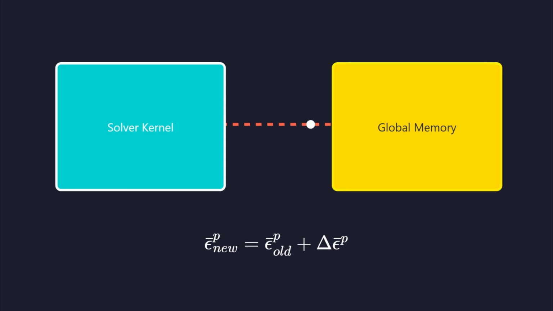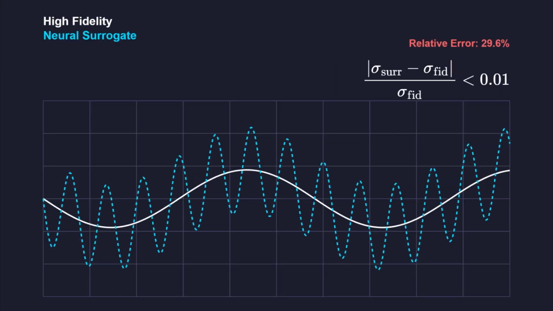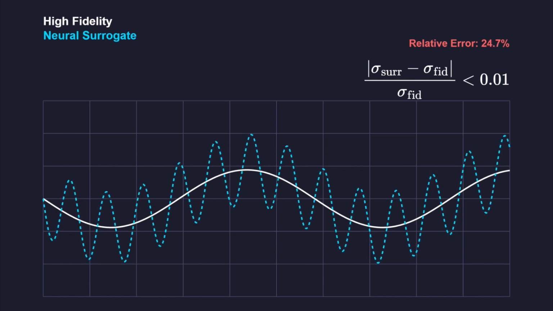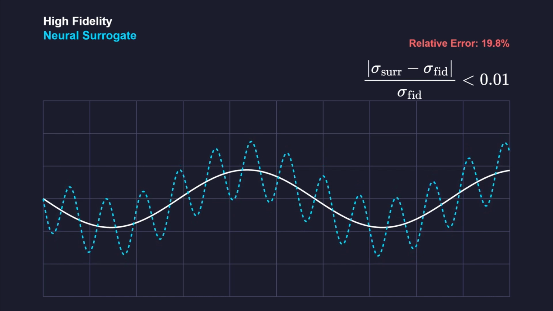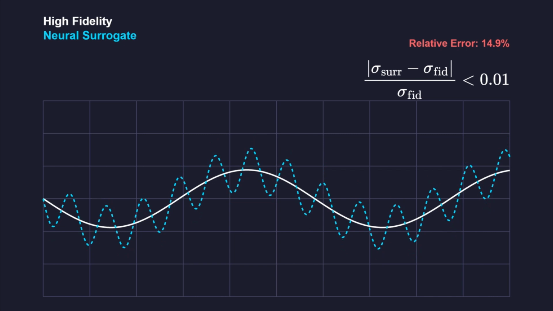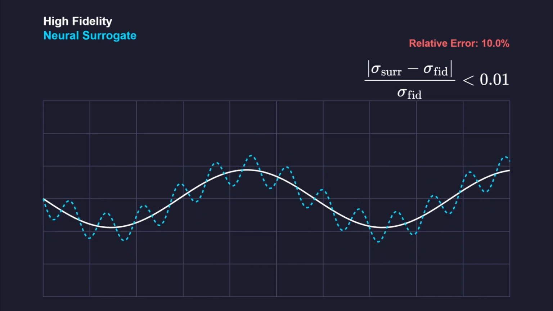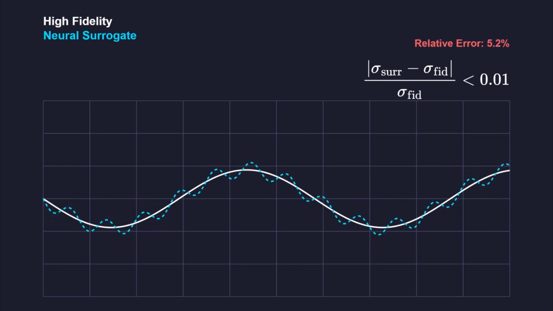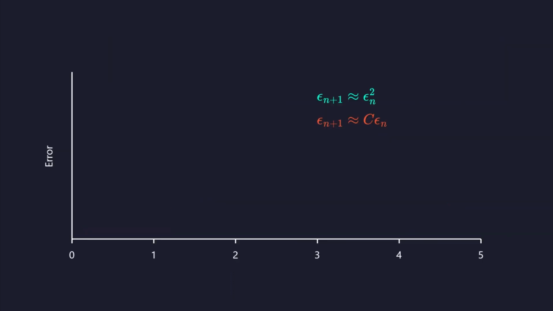Internal variables like equivalent plastic strain must be updated and stored. Design the kernel to write these updated values back to global memory so they can be retrieved as inputs for the next increment of the solver. Measure the accuracy of your neural surrogate by comparing it against a holdout test set from the high-fidelity simulations. Aim for less than 1% relative error in stress to maintain the integrity of the structural analysis.